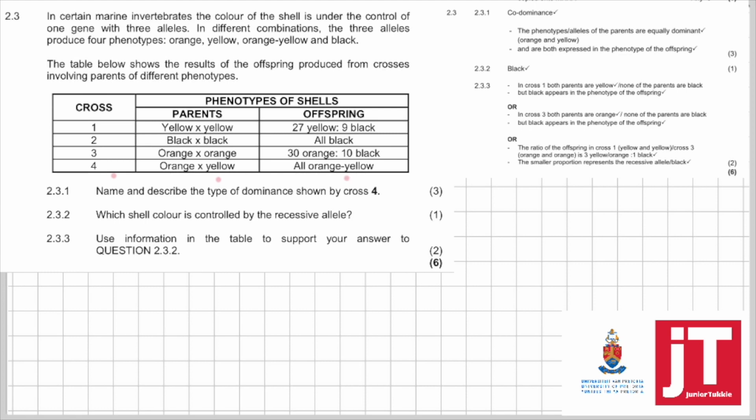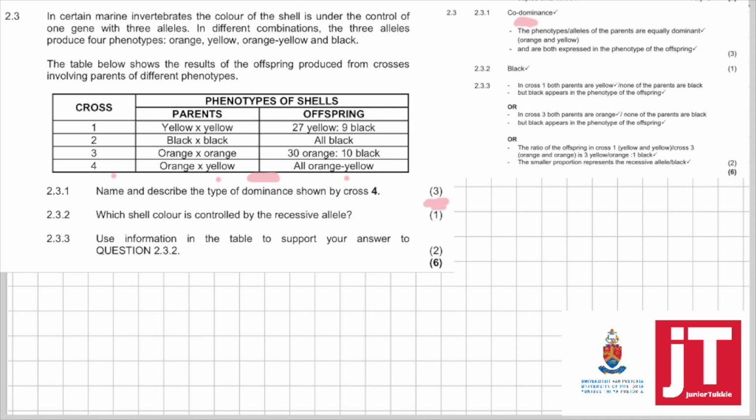2.3.1. Name and describe the type of dominance shown by cross 4. Cross 4, orange and yellow, and all the offspring are orange and yellow. So immediately, can you see they have both colors? So what type of cross is that? Co-dominance.